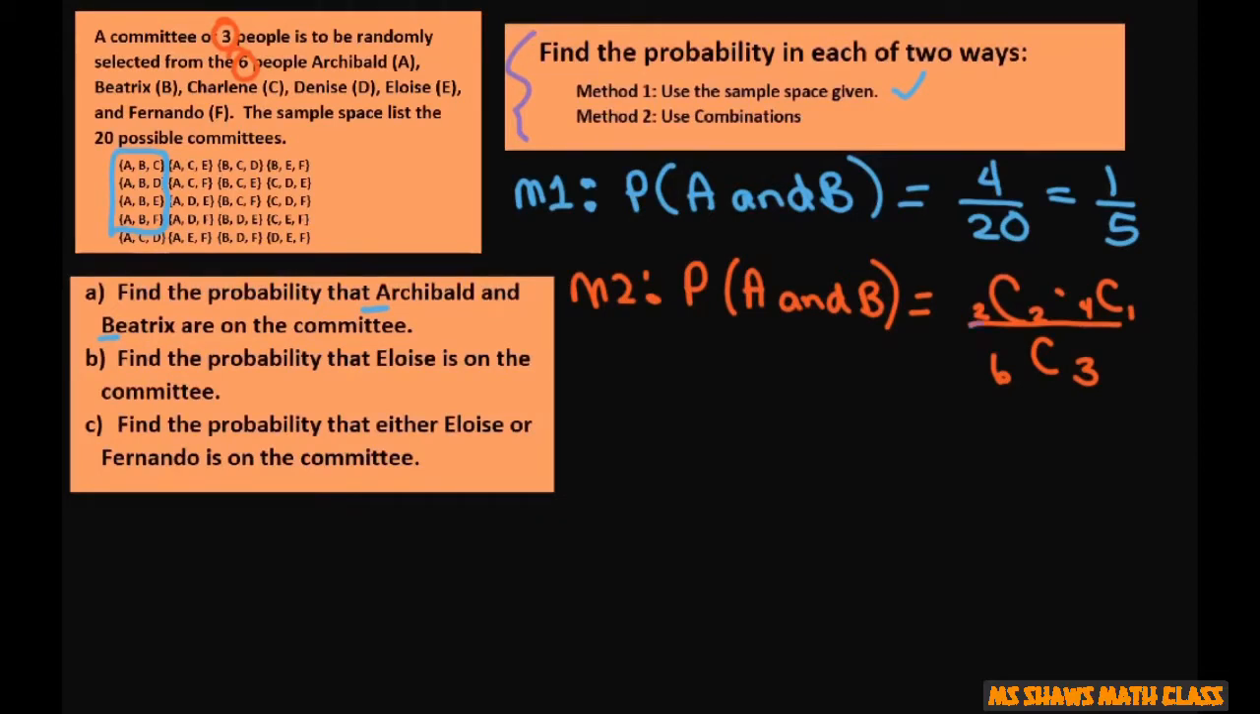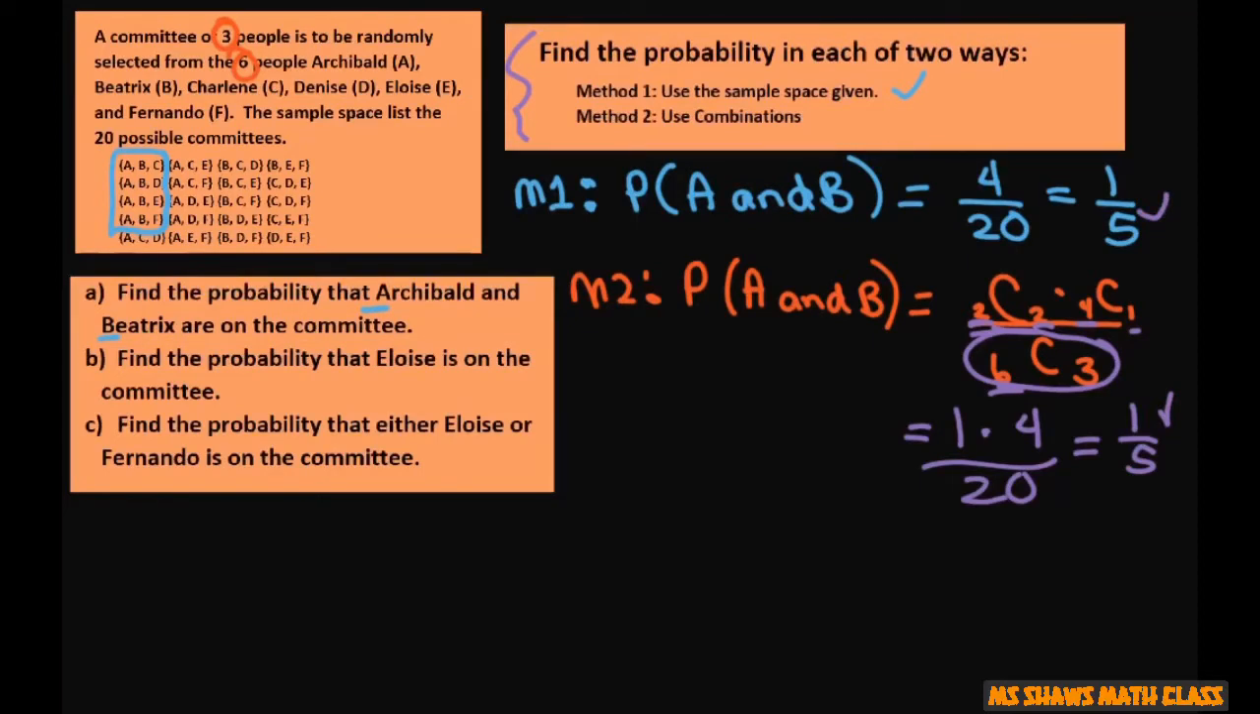And these 2 and 4 is 6, and 2 and 1 is 3. So now this number right here is just 1, so when you do that, this equals 1 times 4, and 6 choose 3 is 20. So we get the same thing. This is 4 out of 20, which equals 1/5. So that's basically what we're doing.